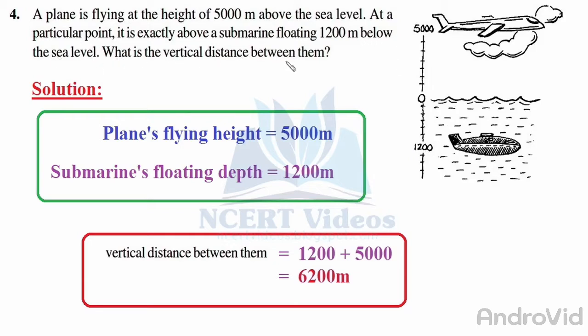It is very easy. You just have to add the distances. That will give you the total height. Now the plane is flying at 5,000 meters, the submarine is at a depth of 1200 meters. You add it, you get 6200 meters or 6 kilometers and 200 meters. That was your 4th part.